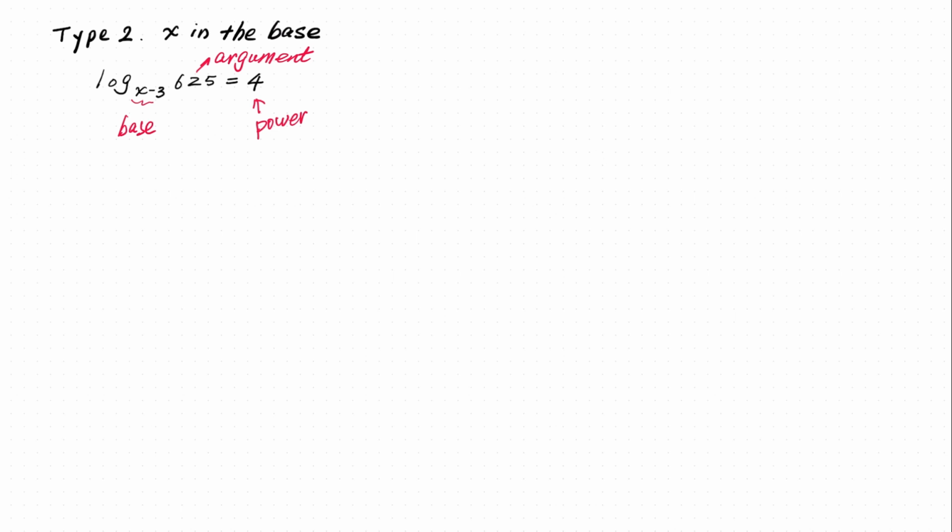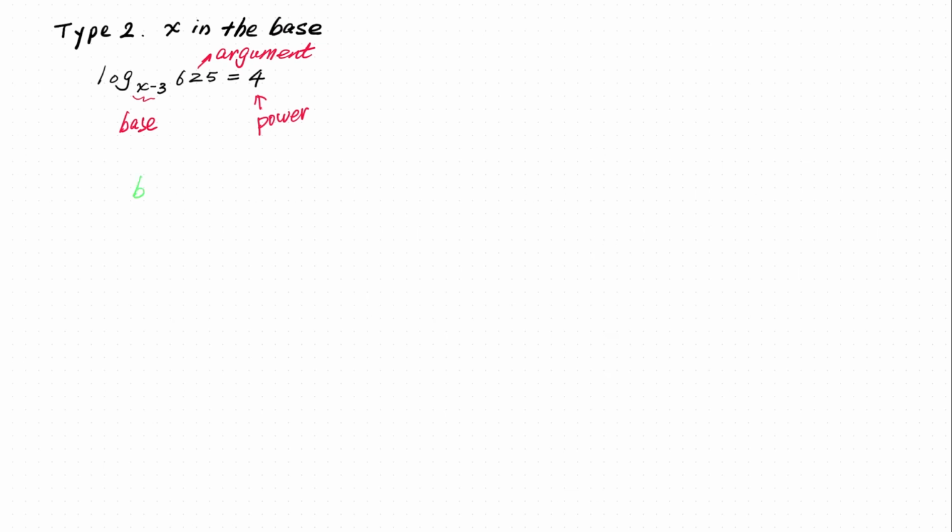To convert this log expression to the exponential form, we just need to rearrange these pieces. The exponential form shows that after raising a base to a power, we'll get that number, the argument. So here we have the base x minus 3 to the power of 4 equals the number 625. Now we've converted the log expression to an exponential equation to solve.